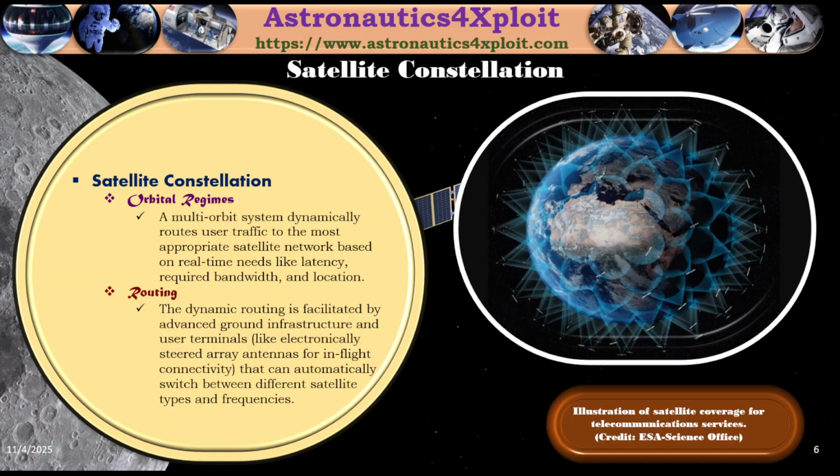A multi-orbit system dynamically routes user traffic to the most appropriate satellite network based on real-time needs such as latency, required bandwidth, and location. For the routing, the dynamic routing is facilitated by advanced ground infrastructure and user terminals such as electronically steered array antennas for in-flight connectivity. Illustration of satellite coverage for telecommunication services is shown in this picture.